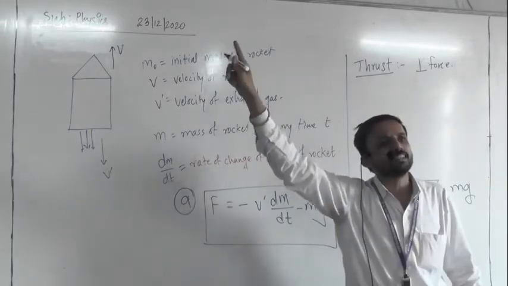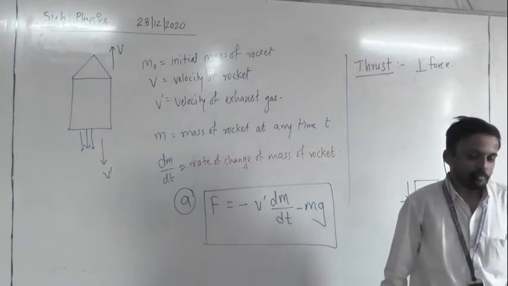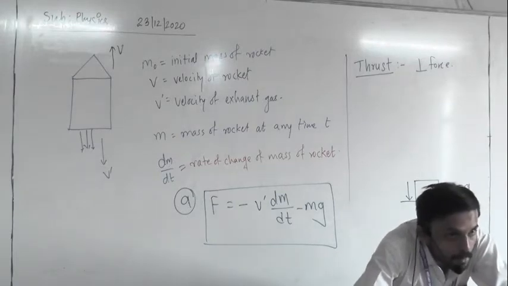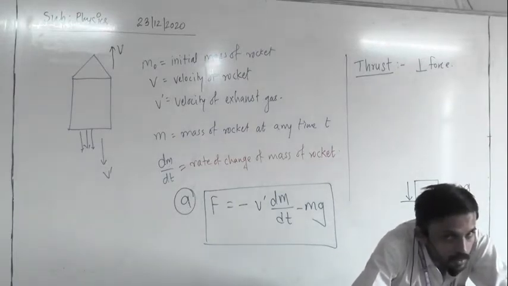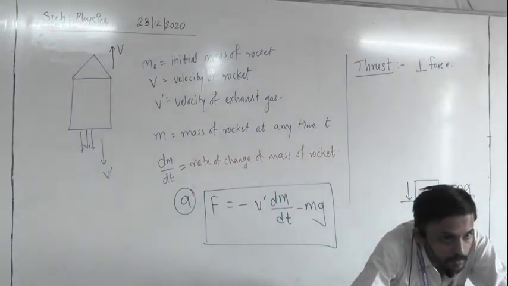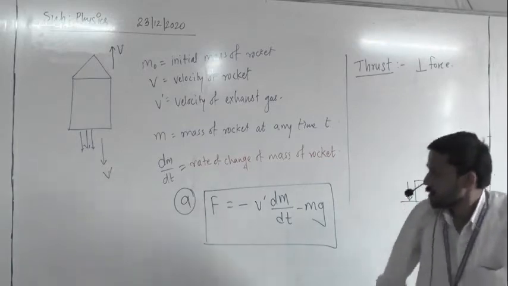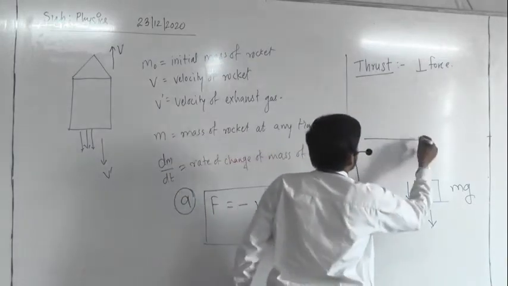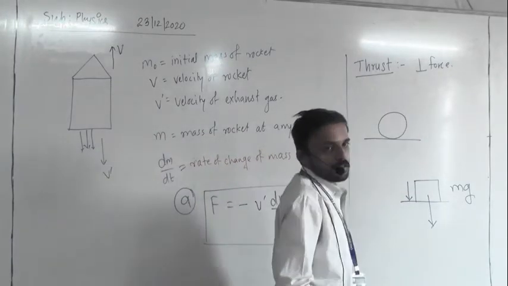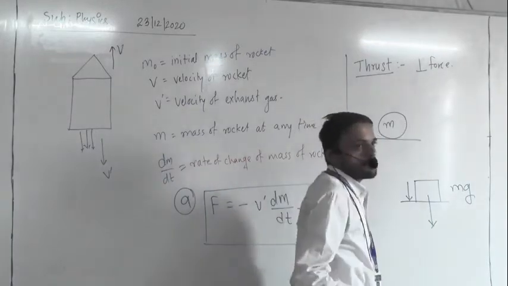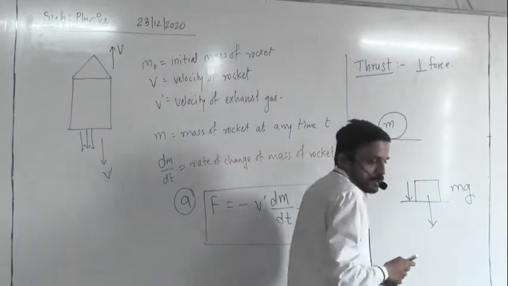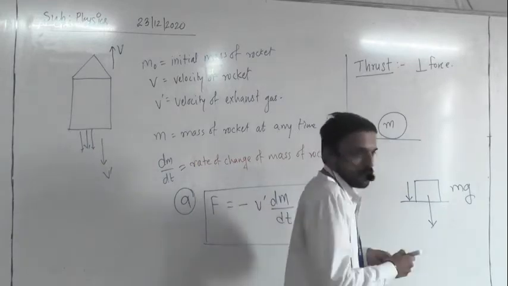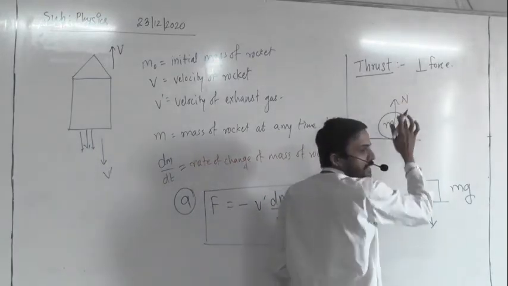The surface will be the reaction. Getting my point? It is a reaction. See, this is a ball of mass m. Here, mg will be the force with which the ball is pressing the ground, so at this point I will give the normal reaction.